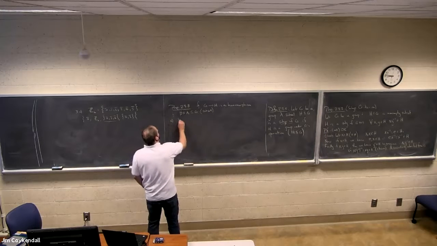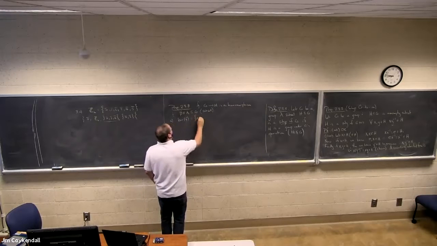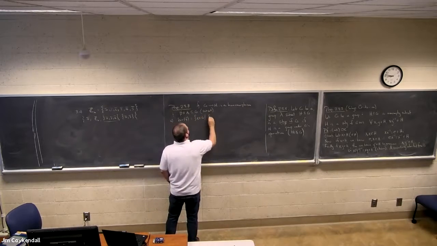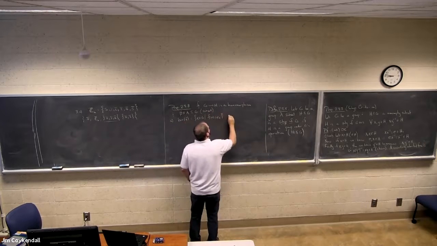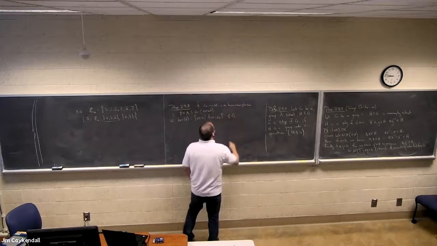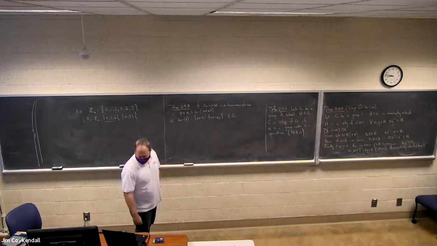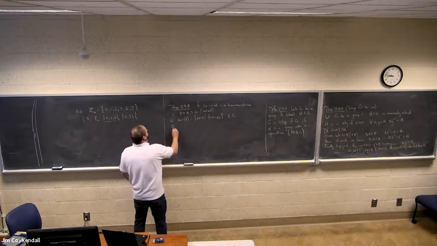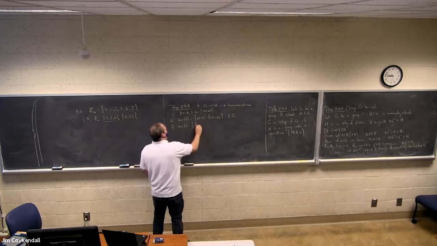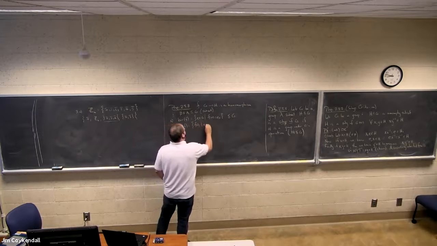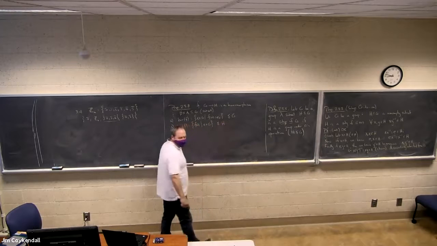A, the kernel of F, which is the set of X in G such that F of X is the identity of H, is a subgroup of G. And in fact, it's more than just an ordinary subgroup. We'll talk about that later. The image of F, which is the set of F of X, is a subgroup of H.